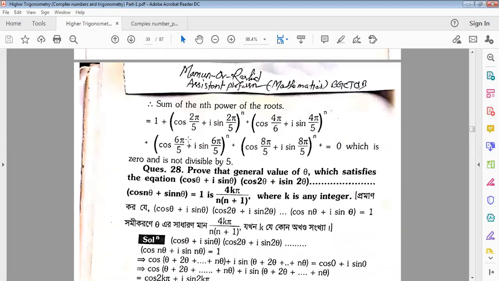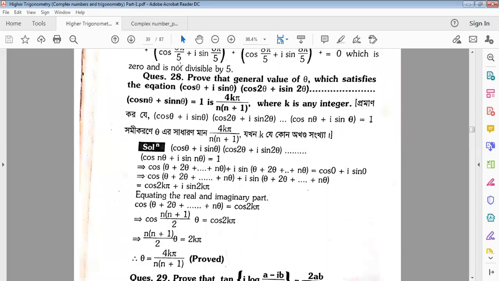Now for the second condition, the sum of the nth power of the roots, that means 1 plus first term, second term, third term, plus fourth term, plus up to the end, equals 0, when n is not divisible by 5. It cannot be divisible by 5. You have to prove this second condition.